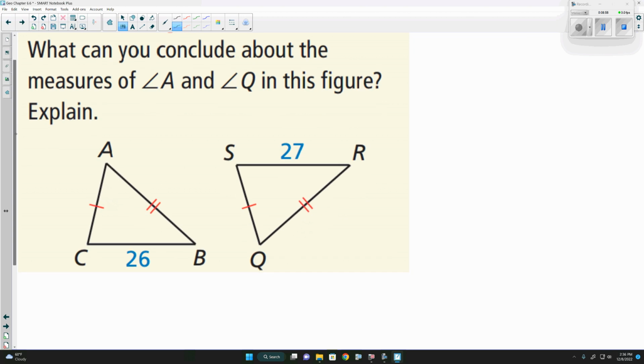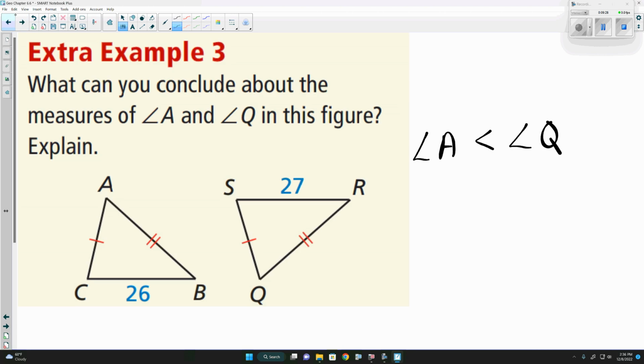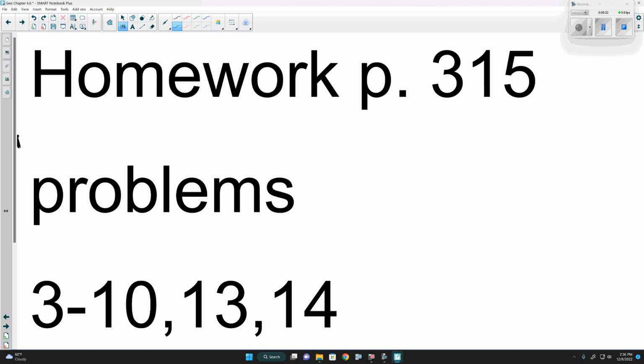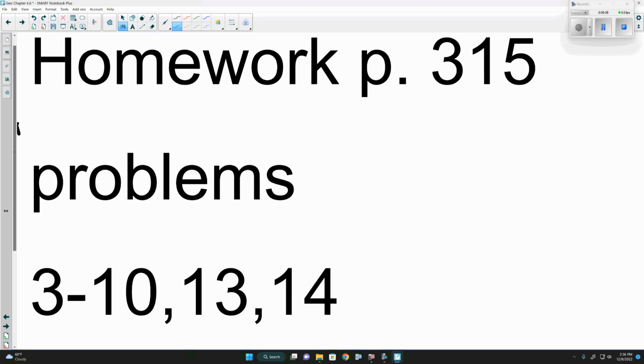What can you conclude about the measure of angle A and the measure of angle Q in this figure? Any other questions on this here? I think y'all feel comfortable with these here. And that is it.